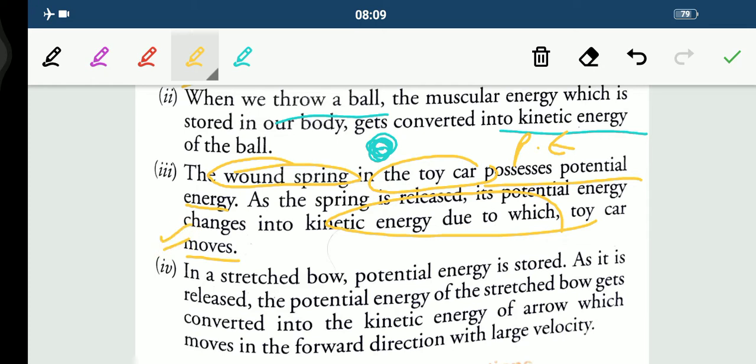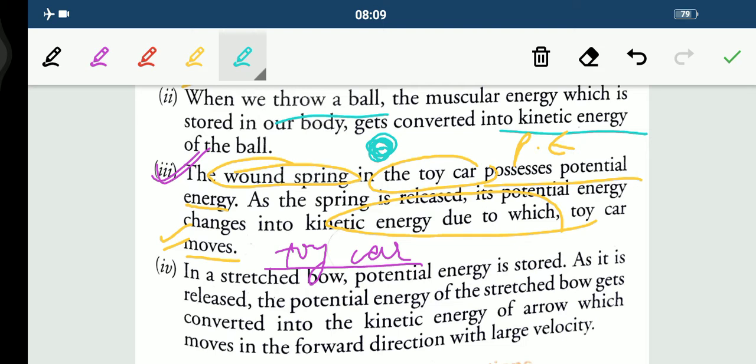Like in your childhood, when your birthday comes, your parents buy a very good toy car for you. Especially boys like toy cars. So how does this toy car move? Due to the wound spring that is present inside the toy car. Fine children. Okay, so one more example could be taken here.